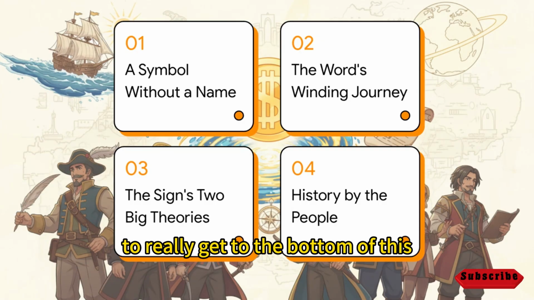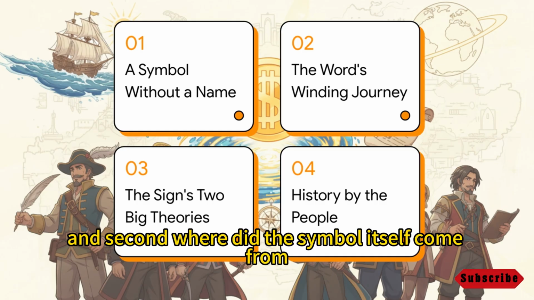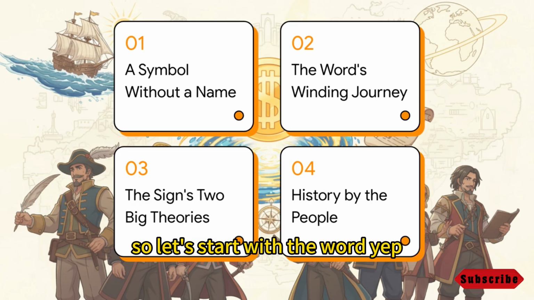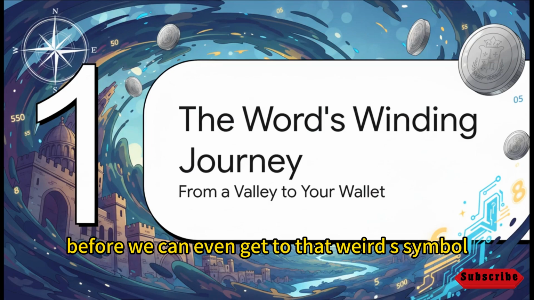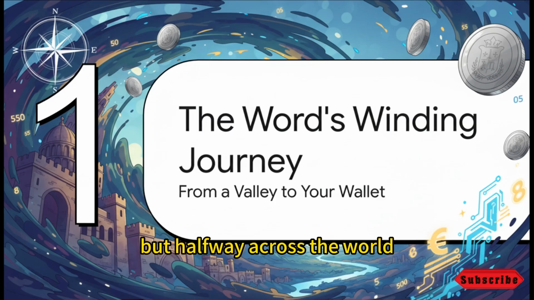To really get to the bottom of this, we're kind of tackling two mysteries at once. First, where did the word dollar come from? And second, where did the symbol itself come from? They're two totally different stories. So let's start with the word. Before we can even get to that weird S symbol, we've got to understand the name. And its journey starts not in America, but halfway across the world, about 500 years ago.